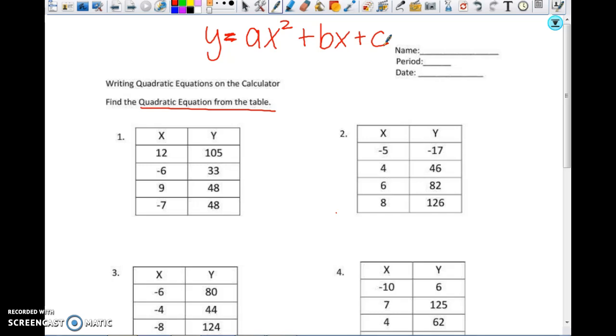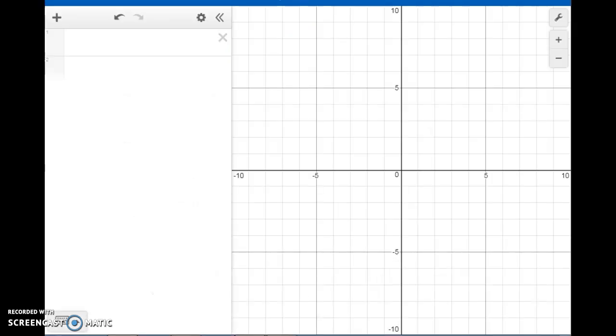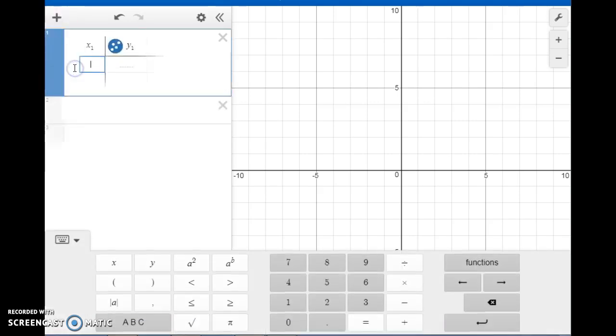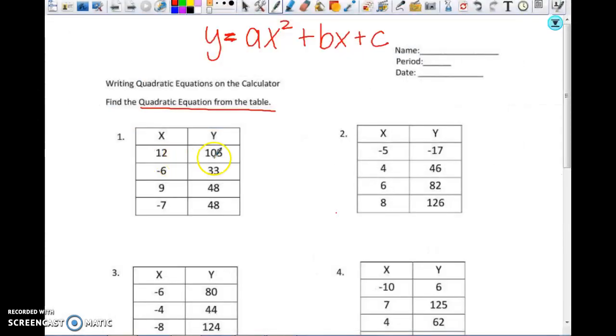So the first thing you want to do is add a table. You go to Desmos. In order to add, you go to the little plus, table. Okay? And then you just type in all your points. So here I got 12, 105, negative 6, 33.